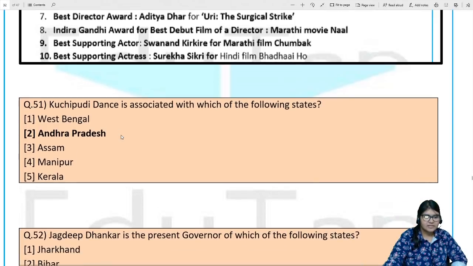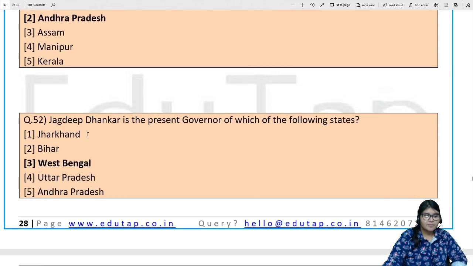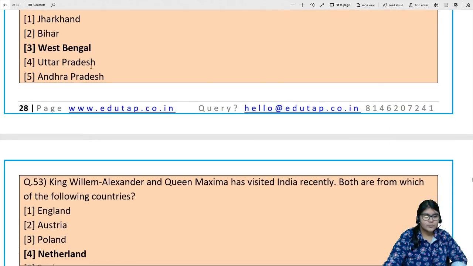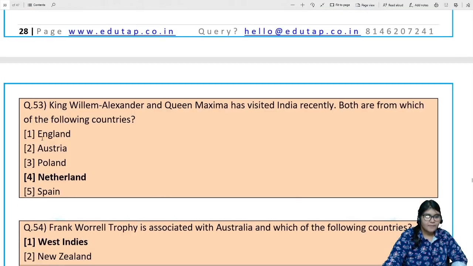Next, Kuchipudi dance is associated with which of the following states? And the answer is Andhra Pradesh. Jagdeep Dhankar is the present governor of which of the following states? Answer is West Bengal. King Willem Alexander and Queen Maxima have visited India recently. Both are from which of the following countries? And the answer to this question, it is Netherlands.